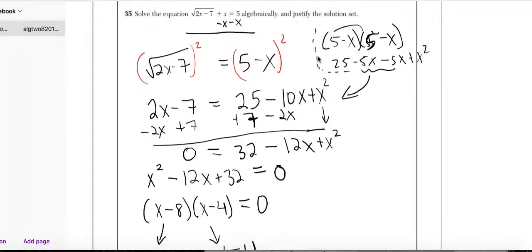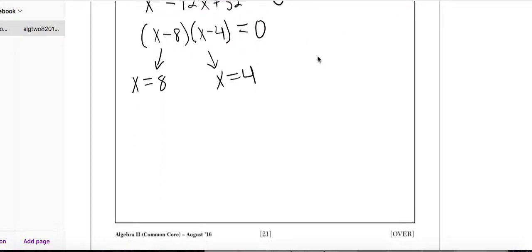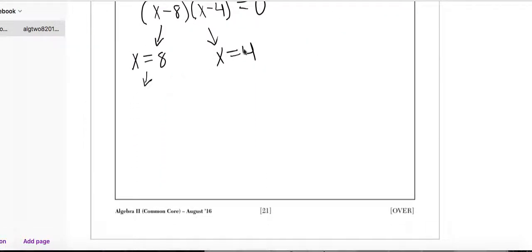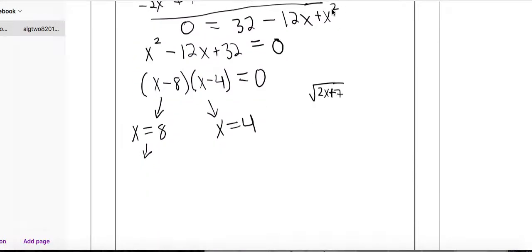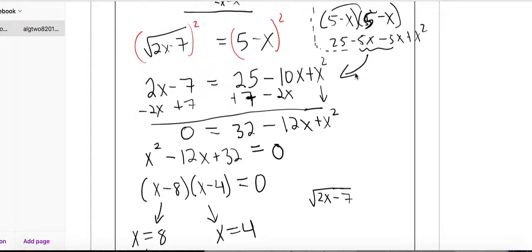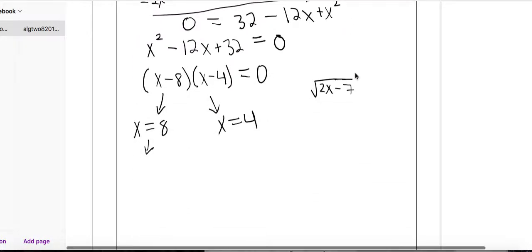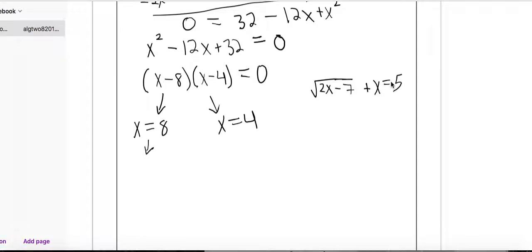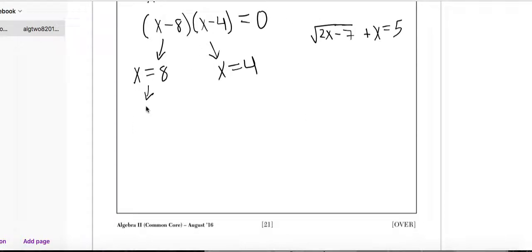So using the original equation, square root of 2x minus 7 plus x equals 5. So I'll write the equation again over here. Square root of 2x minus 7, and then plus x equals 5. So I like to just use the original equation because the more manipulations you do, because in its truest form, a solution needs to solve the original equation, right?